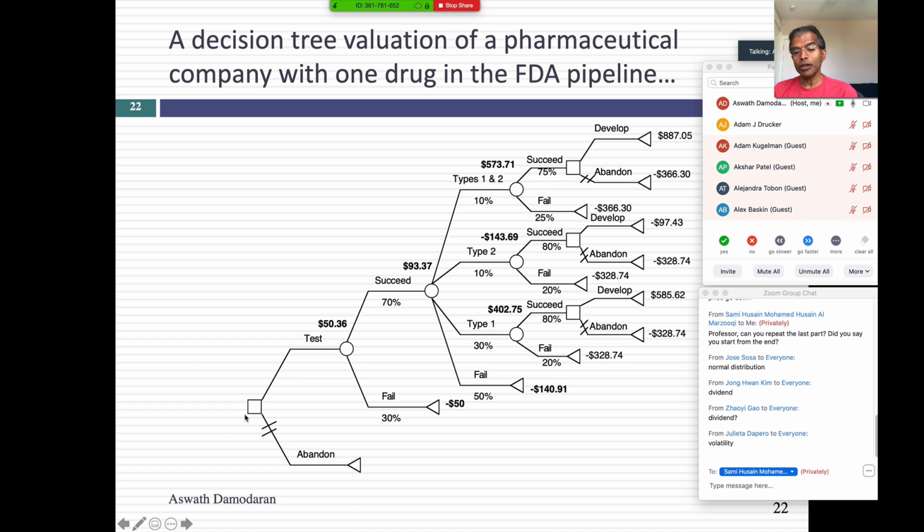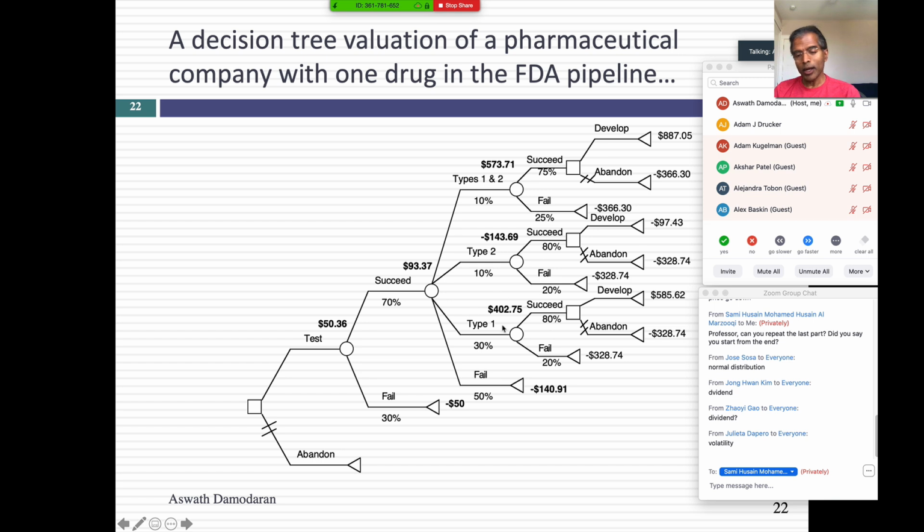I'm right here. I have to decide what to do. So here's what you do. You roll back the decision tree. That's just a technical term of taking expected values at each step. So you see these bold numbers? I'm just rolling back these outcomes to see what my expected value is. So if I succeed at both stages of the test, my expected value is 574 million. If I succeed for the first level, but in the second, it works out to be only good for type 2 diabetes, my expected value is minus 144 million.